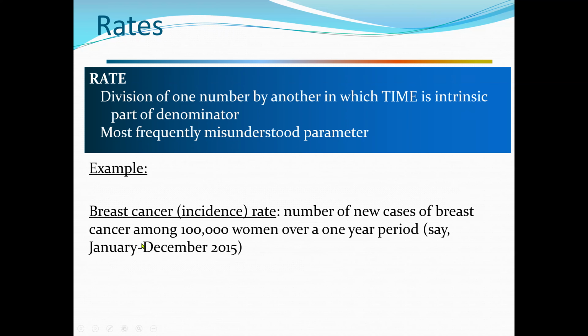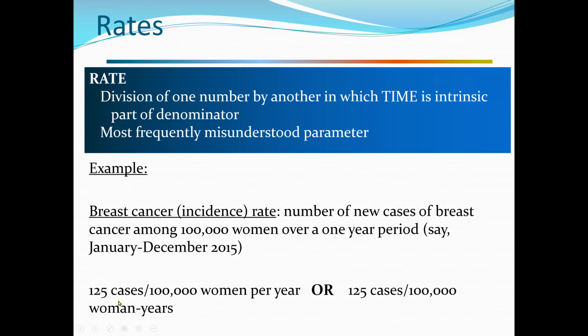So now let's see an example. Here we see breast cancer, which is an incidence rate, which means the breast cancer cases are new cases. It's the number of new cases of breast cancer among 100,000 women over a 1-year period. So we can see the key: this is a rate because there's a time period. So 125 cases divided by 100,000 women per year, or 125 cases per 100,000 women-years.